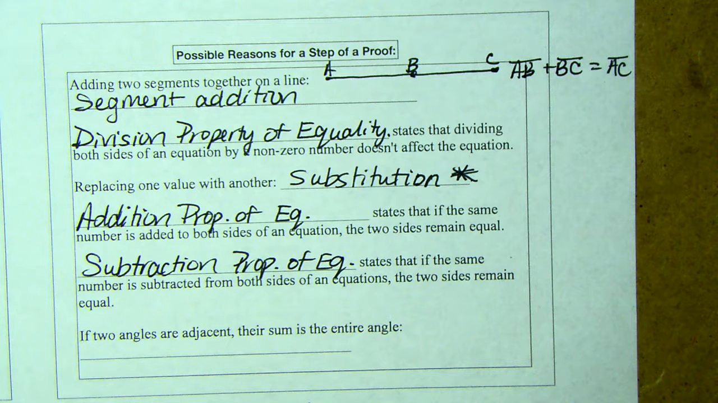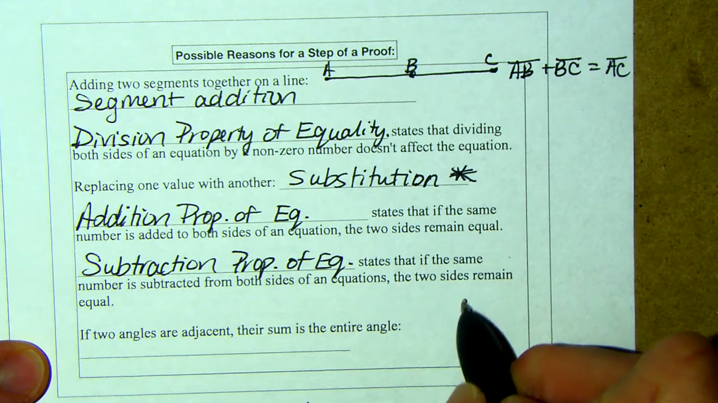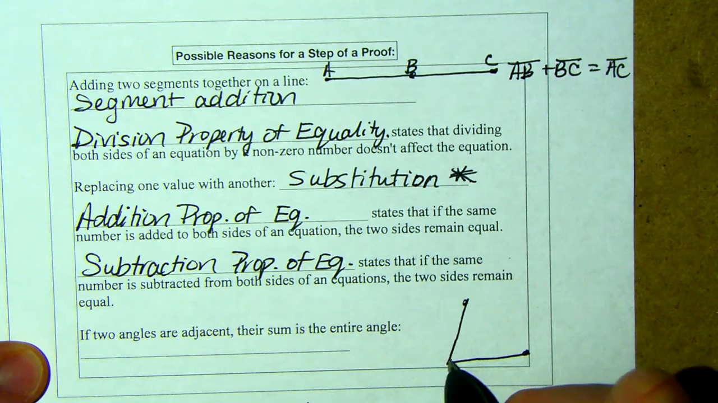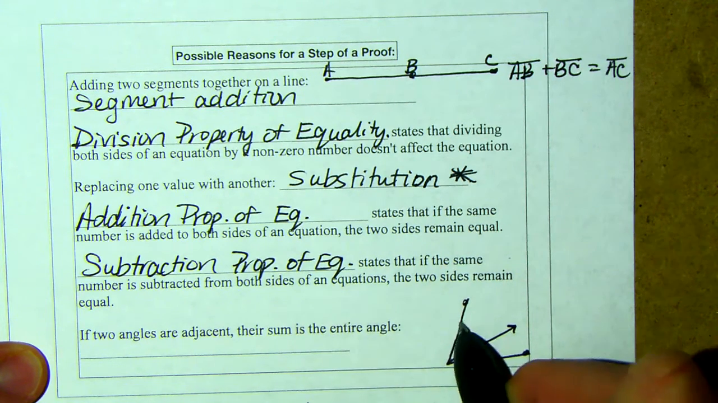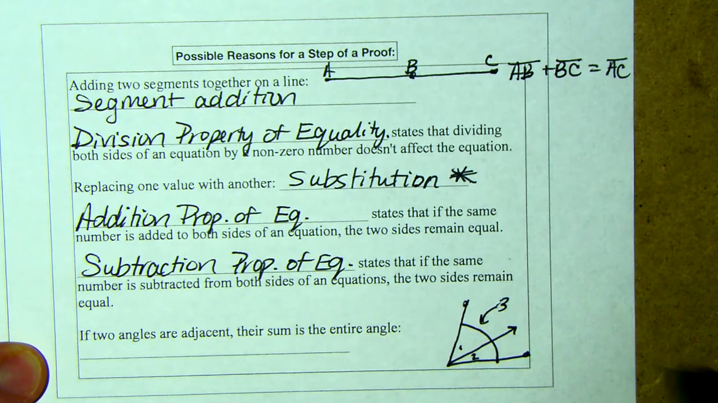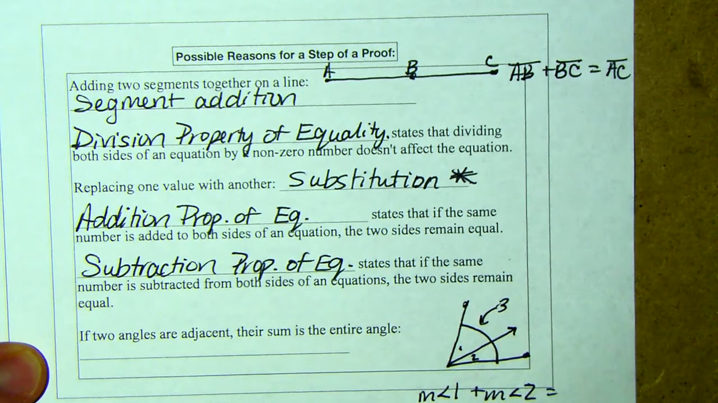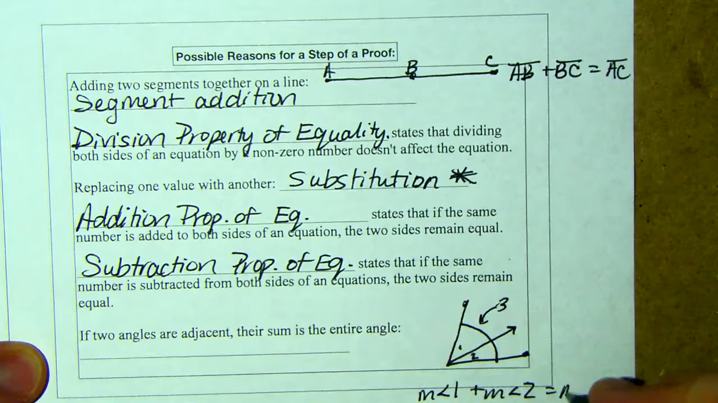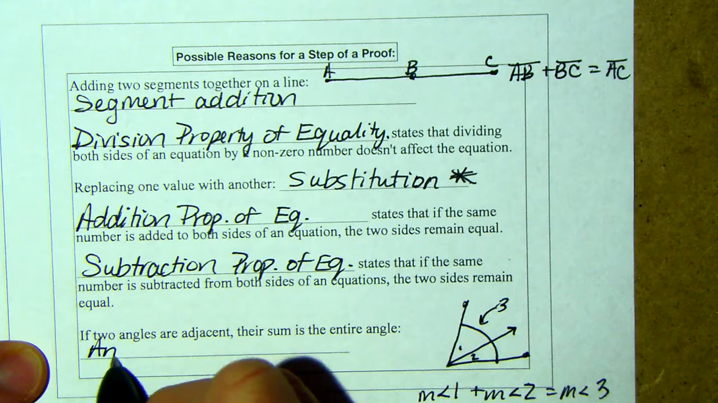All right, the last one is very similar to the first one. The first one talked about segments. This one talks about angles. So if I have adjacent angles, remember adjacent angles were angles that were right next to each other, angle 1, angle 2, and we'll call the whole thing angle 3. So if I said the measure of angle 1 plus the measure of angle 2, what is that going to be equal to? The measure of angle 3, right? And that is almost like the first one, only it's going to be angle addition.